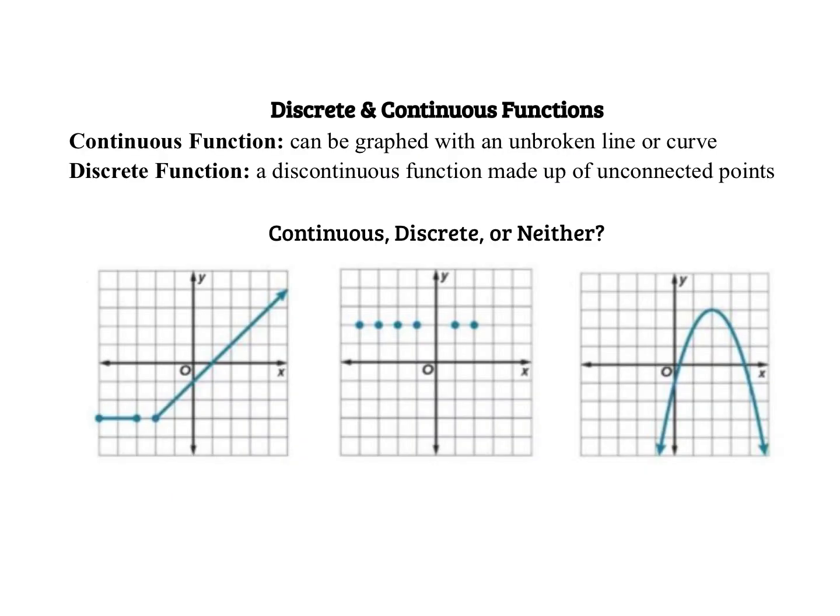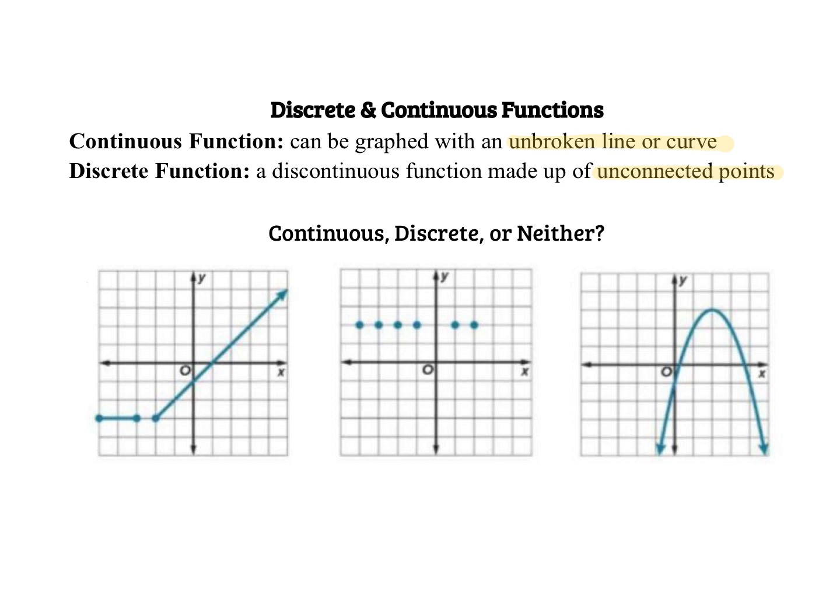So now we're going to talk about a different way we can characterize a function, and those are with either the word discrete or continuous, or maybe we would say that it's neither. A continuous function is simply a function that you can graph without picking up your pencil. So it's graphed with an unbroken line or curve, we would call it continuous. And then a discrete function is a discontinuous function that's just simply made up of unconnected points. And if it's neither just points nor a connected curve, we would call it neither continuous nor discrete.